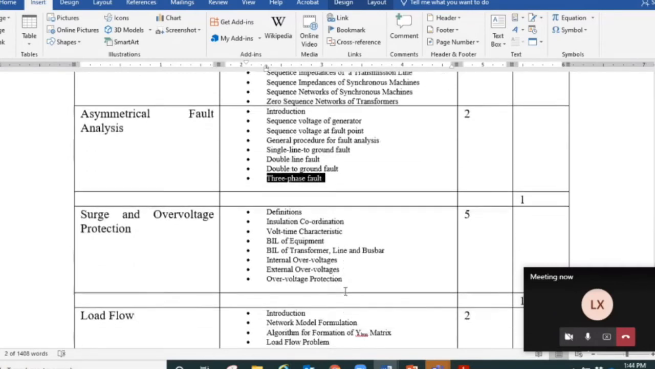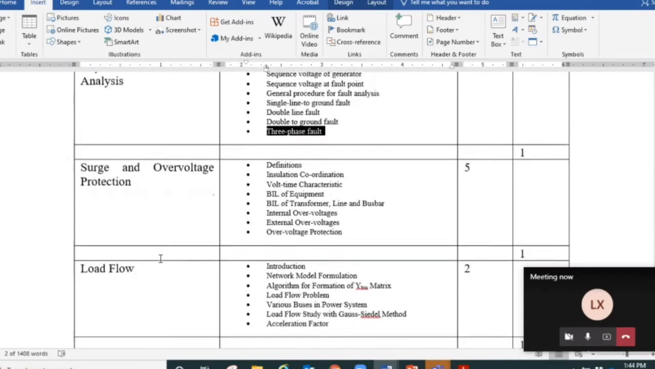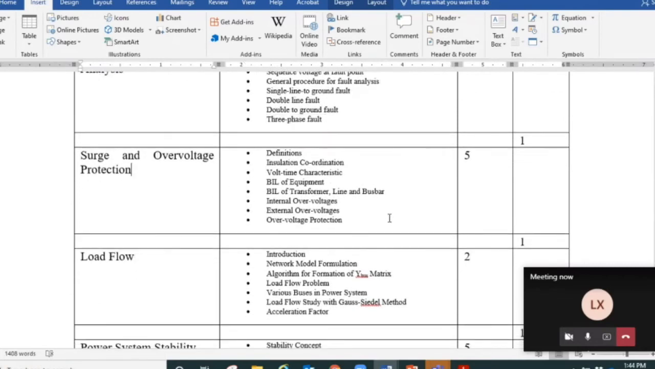And this Fortescue's theorem is so good that it also allows us to do the three-phase fault analysis as well. So that will be the second chapter, and then we'll come to the surge and over voltage protection chapter. We'll talk about something called insulation coordination, then the voltage time characteristic of insulations that we used in power systems equipment, and then basic impulse level of some of the equipments like transformer, the line conductors, the bus bars, and then we'll talk about the over voltages, which we classify as internal over voltage and external over voltages.